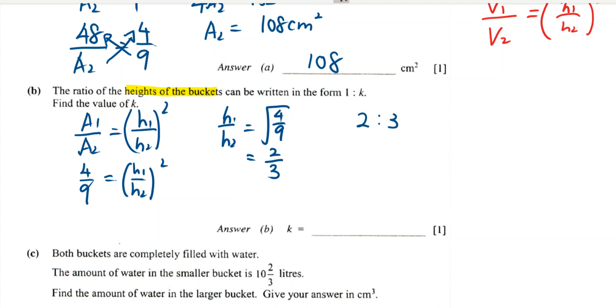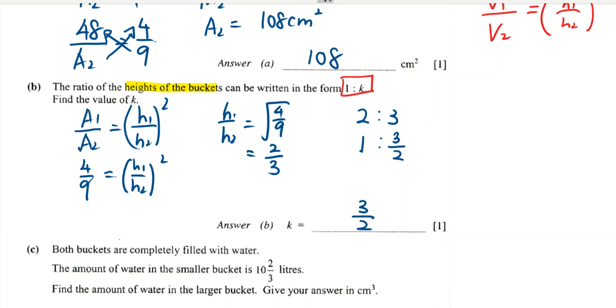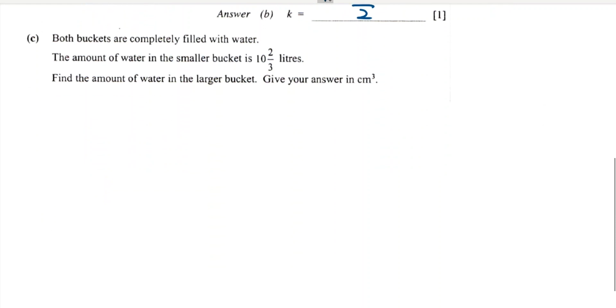However, the question wants it in the form of 1:k. Now I divide both sides by 2, and I will get 1:3 over 2, and that is what they want. Then next, both buckets are now completely filled with water. The amount of water. When we talk about the amount of water, we are talking about volume.